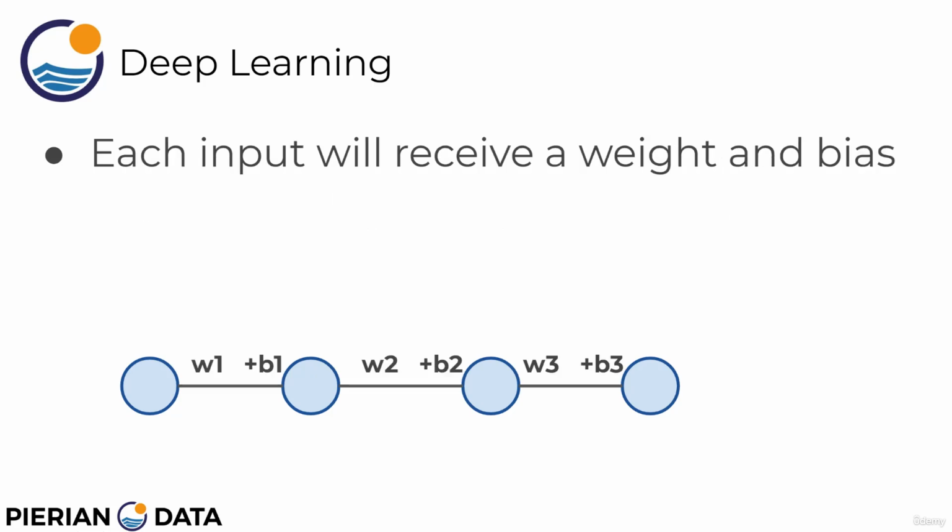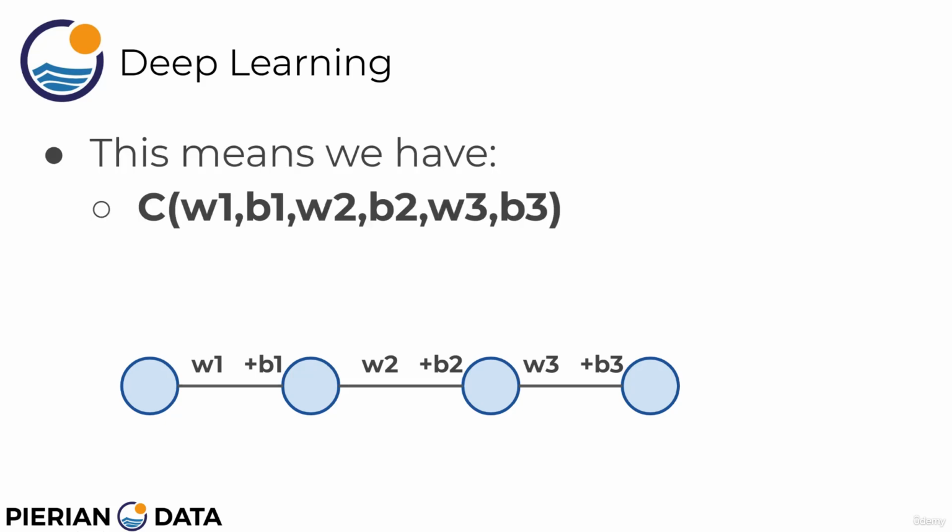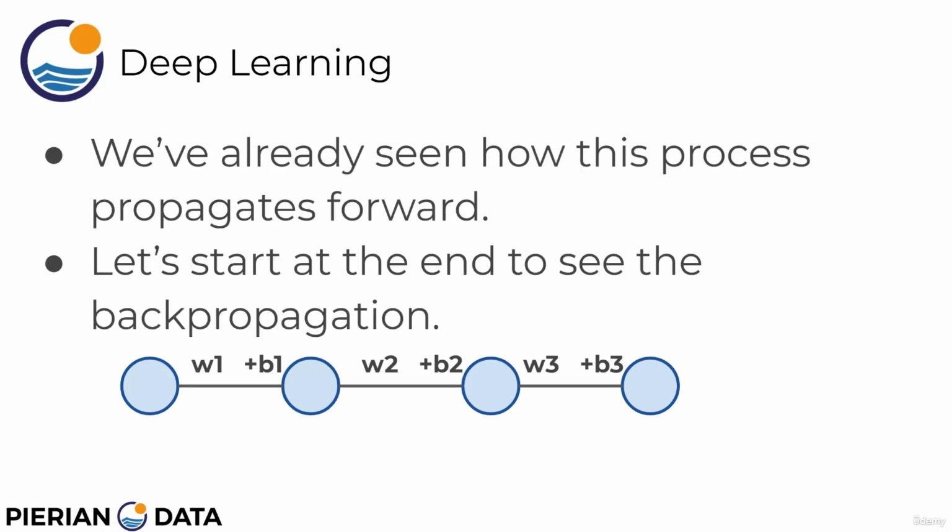So, as we already know, each input basically receives a weight and a bias. So there's an incoming weight attached to that edge, and then each node, or that is to say each neuron, has its own bias. So we get the sort of formula weight 1 plus bias 1, weight 2 plus bias 2, weight 3 plus bias 3, and so on. So this means that we have some sort of cost function that's dependent on those weights and biases. And we've already seen how this process propagates forward. So let's go ahead and start at the end to learn about backpropagation.